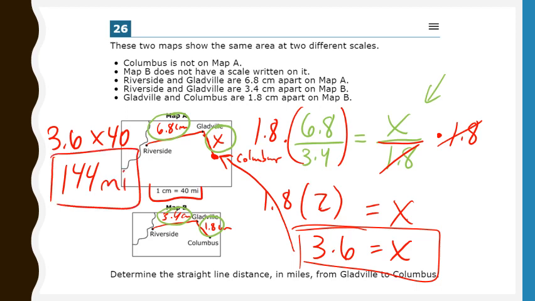Here are the steps that I used to solve. The first thing I needed to do was compare the two ratios together. The second thing I did was solve for x, and using a calculator, I translated it to an actual distance using what I knew.